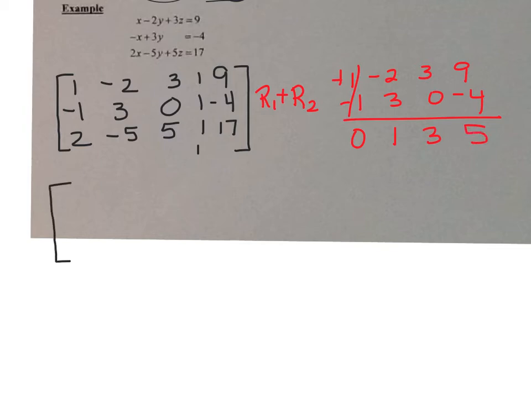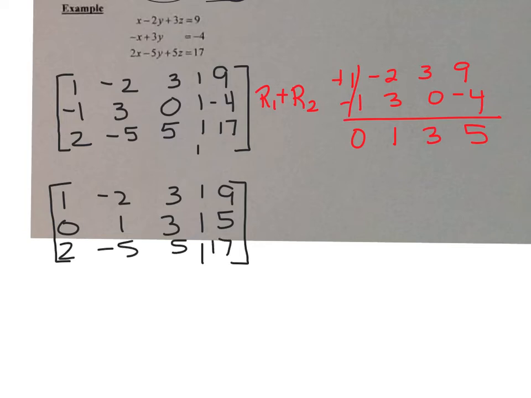So let's rewrite this. Replace row 2. So row 1 stays the same. Row 2 is now 0, 1, 3, 5. And row 3 is -2, 5, 5, and 17. All right, so now I notice that I have a 2 down here. I want to make this 2 a 0. So I'm going to multiply row 1 by -2. So I get -2 plus 2 in row 3. Add them together, and we will get 0.